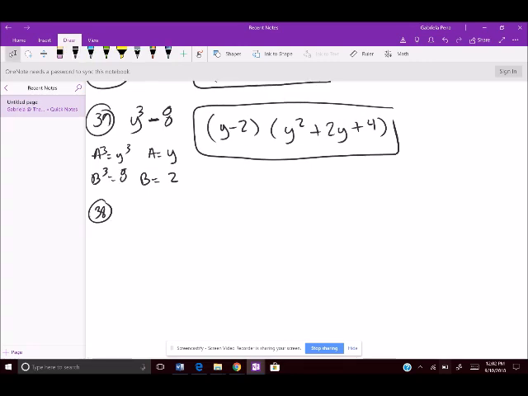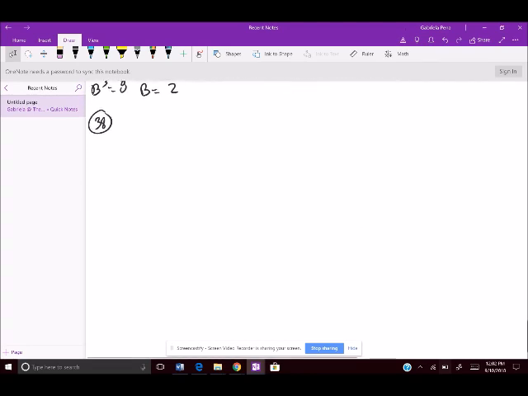For number 38, there was a mistake. The last number should be 27. So I have x cubed minus 3x squared minus 9x plus 27. So the 7 was not there. I think I must have deleted it. So please put it there. So you cannot get a GCF from here. But we have 4 terms. So we should be able to do what? By grouping.